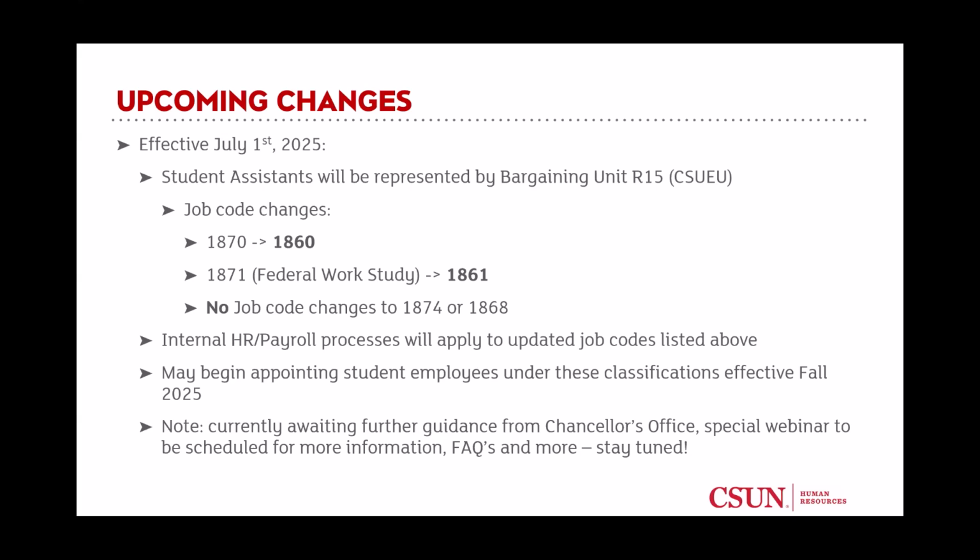At the moment, what I'm aware of is that the 1870 student assistant position will essentially be moved over to 1860. That's a new code that's being created, and that is what the departments will be using going forward. As for 1871, which falls under federal work study, that will be 1861.